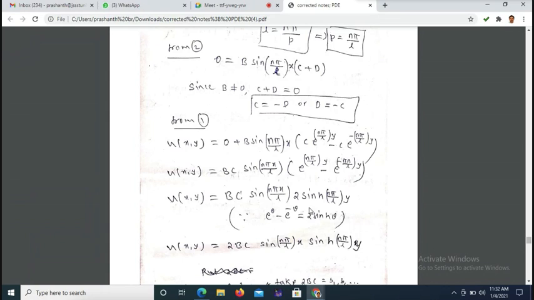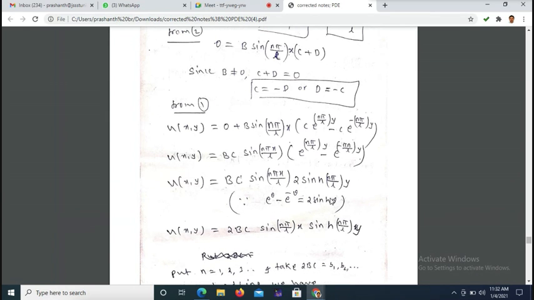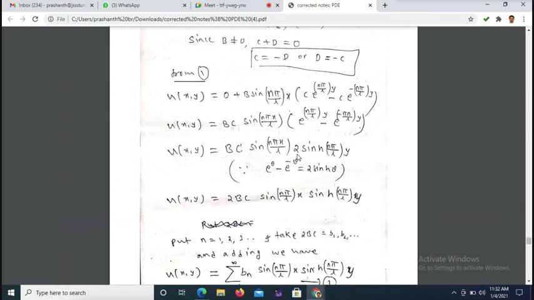Now you know this formula: e power theta minus e power minus theta is 2 sinh theta. So instead of this, you can write 2 sinh theta. Theta value is n pi by L. So E of x comma y is BC, that is 2 comes outside, 2 BC sin n pi x by L into sinh n pi by L into y.